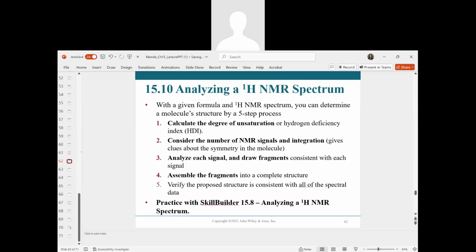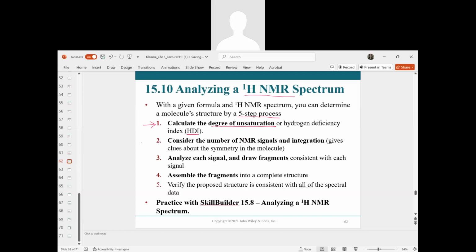So overall, in section 15.10, we can look at the 5-step process that can be used to analyze an NMR, specifically a proton NMR spectrum. Step 1: if you are given a chemical formula, you should calculate the hydrogen deficiency index, also known as the degree of unsaturation. There's an equation that we looked at in our IR videos that can be utilized again to calculate the HDI.